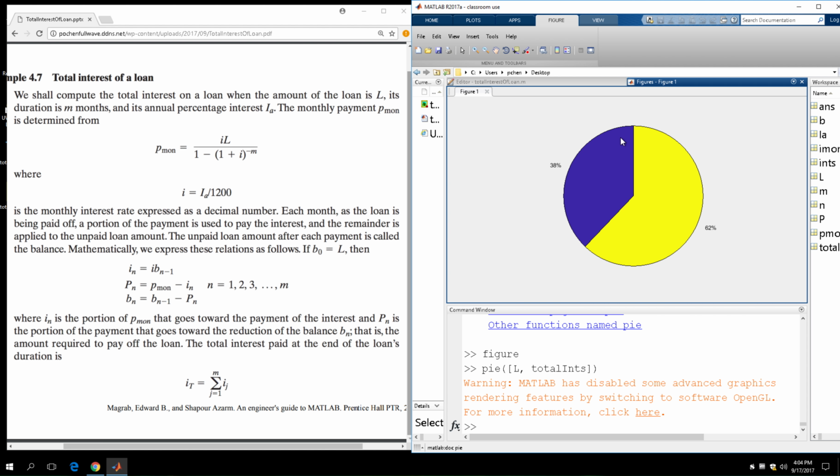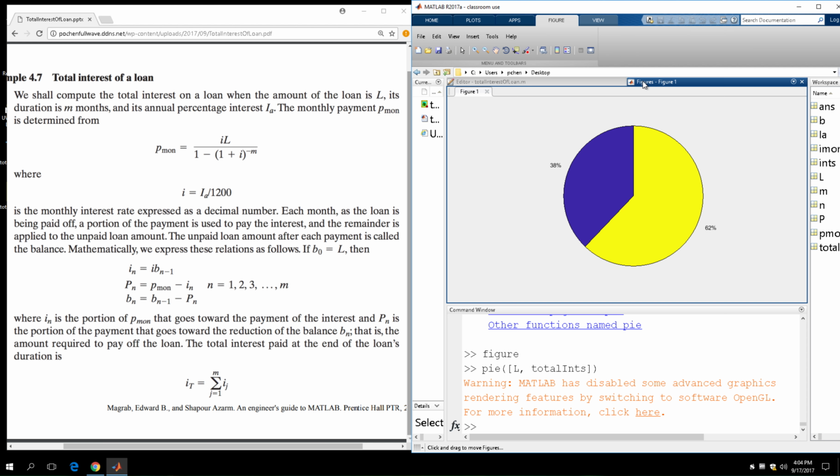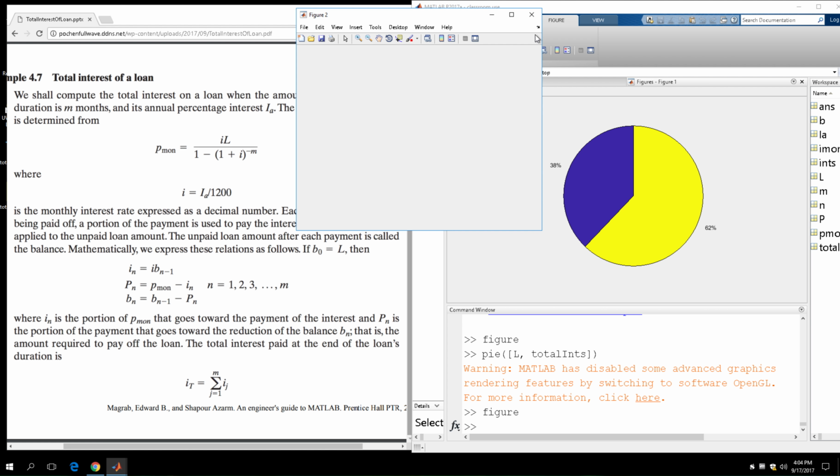It looks like 38% actually goes into the principal, and 62% actually pays for the interest. So if you want to look at the distribution of your monthly payment, the monthly payment, again, let's dock the figure. We have a small arrow here.